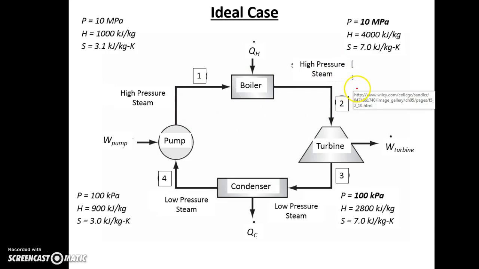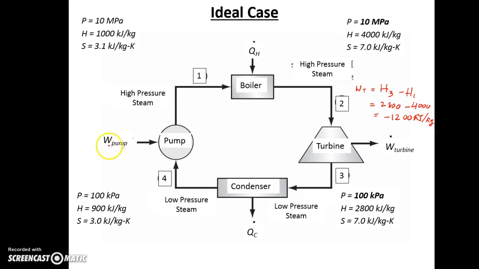Okay, so let's start with the work turbine. Work turbine is equal to H3 minus H1. H3 in this case is 2800 minus 4000. This is negative 1200 kilojoules per kilogram.